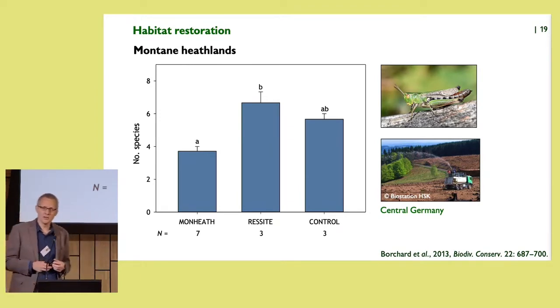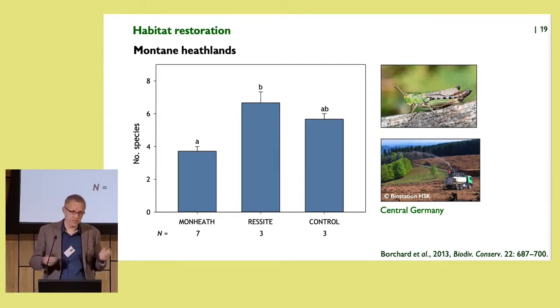Most are relatively tall stands. We have no bare ground. We have no early successional stages. They are missing in such montane heathlands. And here, the restoration sites are quite heterogeneous. We have open parts. We have parts with a higher cover of Calluna and other characteristic species. So habitat restoration can be a tool to foster Orthoptera species and other species.